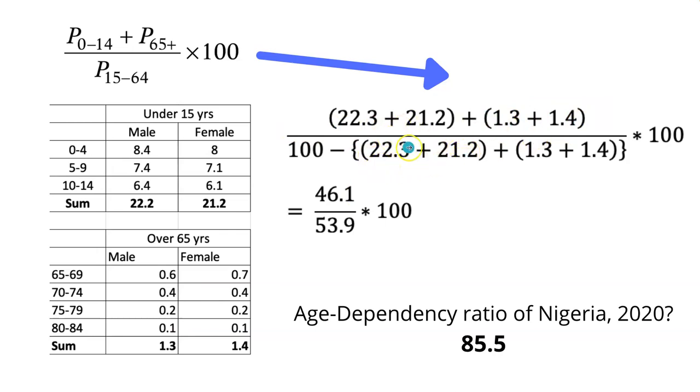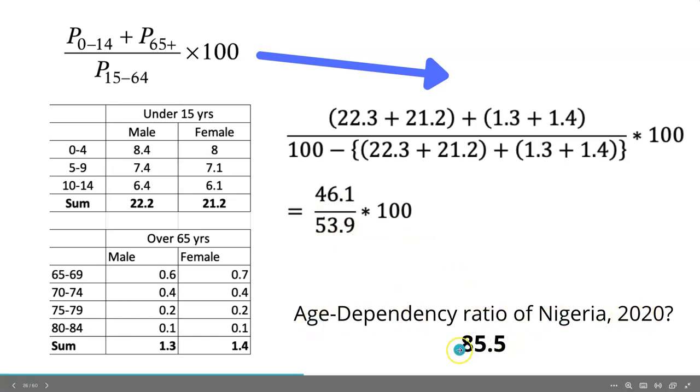So the remainder will be the 15 through 64 part, because out of 100, 0 through 14 and 65 plus will be this part of the age group. So based on this calculation of the 46.1, 53.9, the age dependency ratio of Nigeria was 85.5, which is very high compared to many other countries.